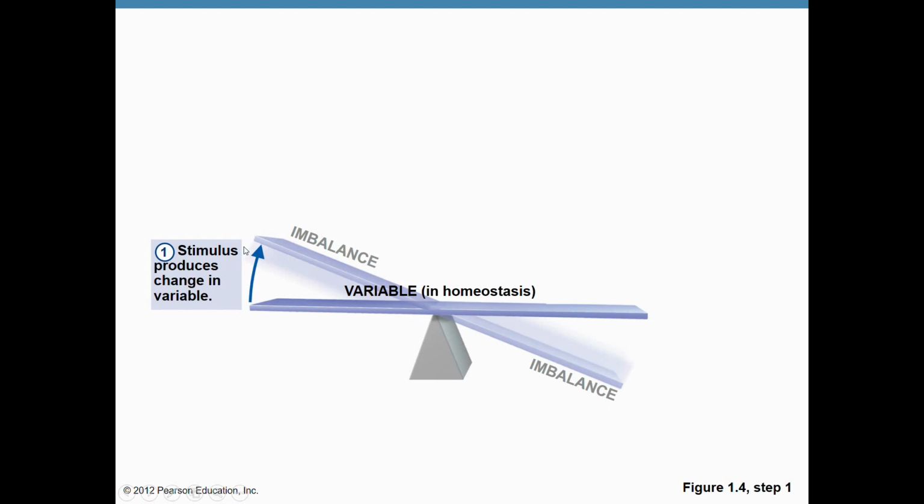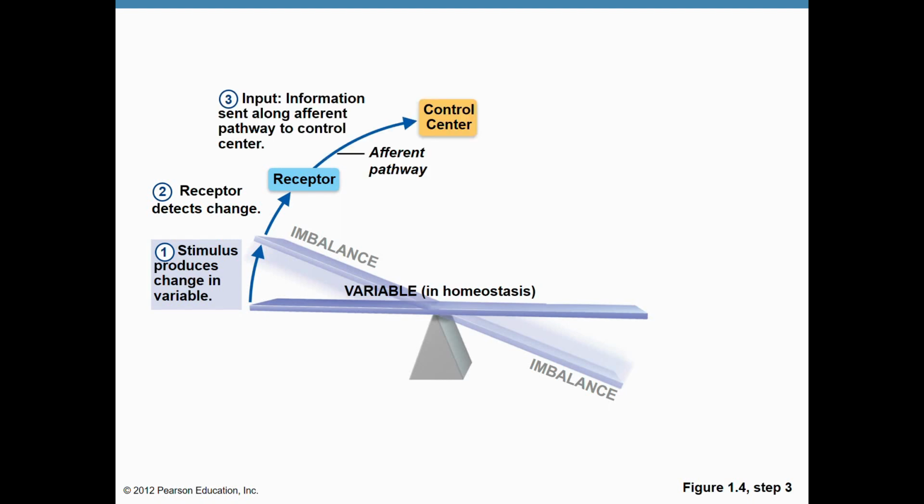So with that, it will be detected. The stimulus produces change in the variable, and that stimulus will be detected by the receptor in the body. So the receptor is found in our body, which detects change. That receptor will now send what? The information to our control center through the afferent pathway. So what's the input information? The information, which is high sugar level in the body, will be sent to the control center. The control center is our brain. It will then be processed.